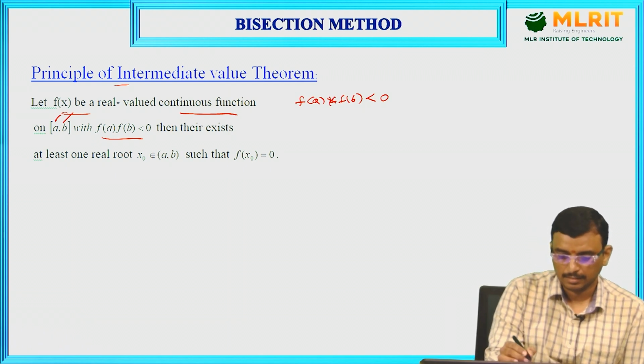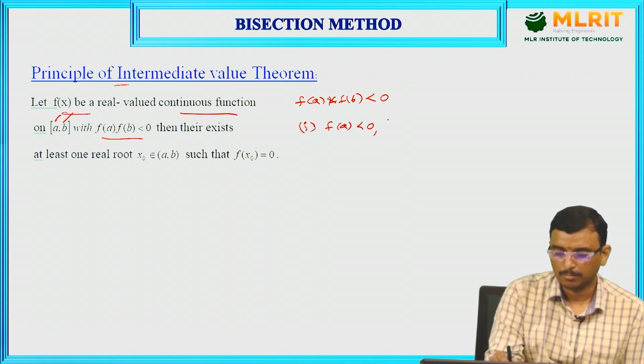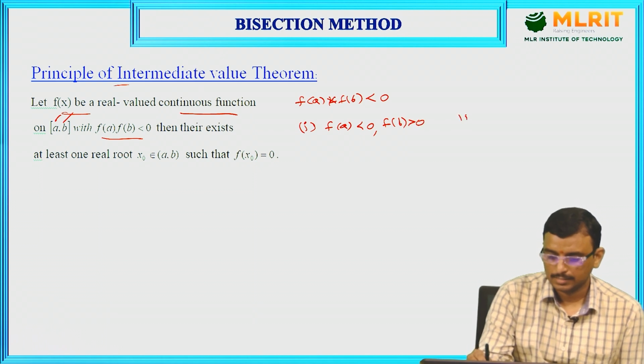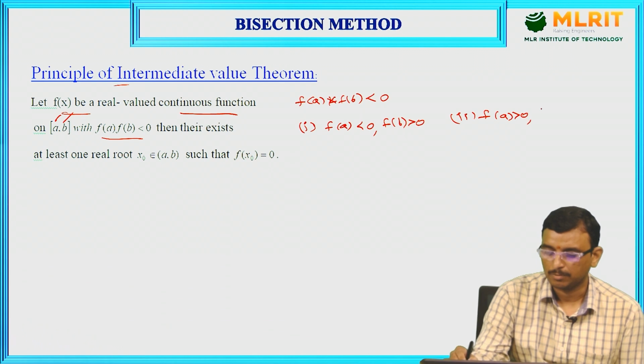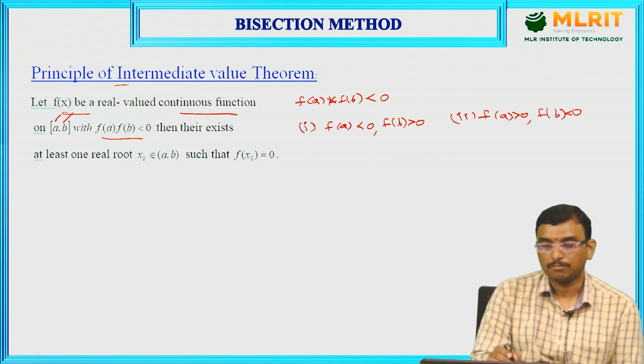One is if f of a is less than 0 and f of b is greater than 0. The other case is if f of a is greater than 0 and f of b is less than 0. So, in the first case, f of a is negative and f of b is positive.